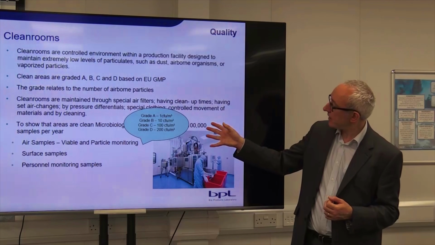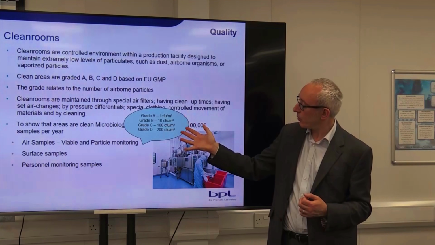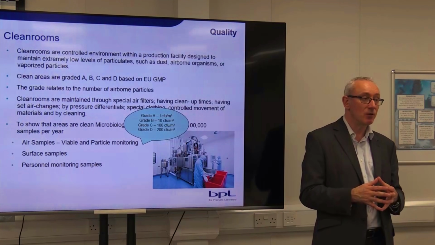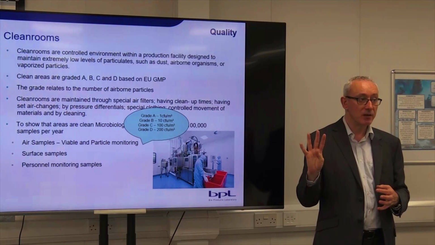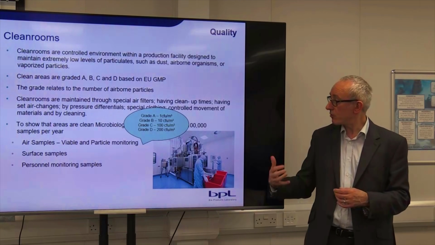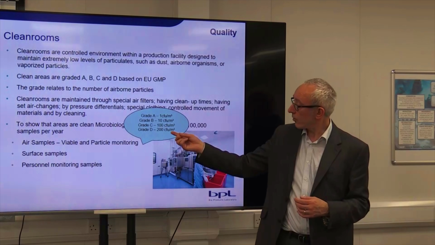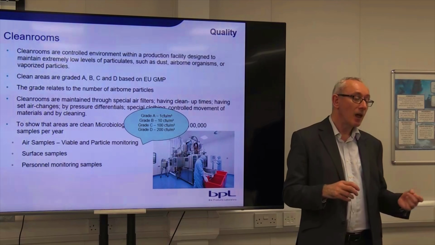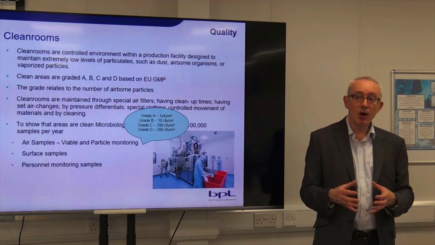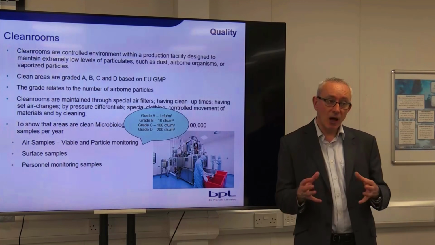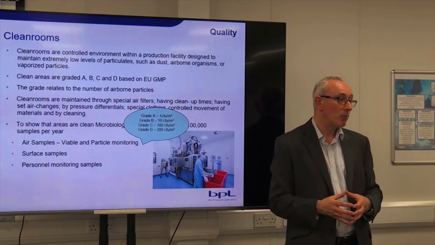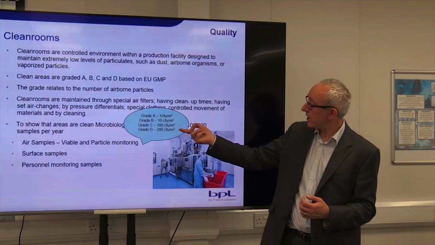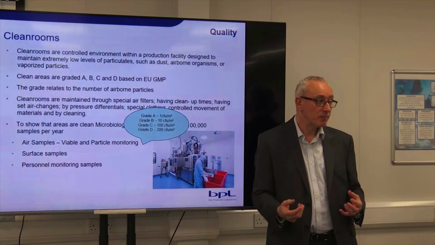And to give you an idea of the numbers of permitted microorganisms, so the clean rooms at BPL are divided up into 4 different grades. And we'll have a look at those grades in a moment. But grade D is the lowest level of cleanliness. And there you're allowed no more than 200 microorganisms per cubic metre of air. That then reduces into the grade C to 100.